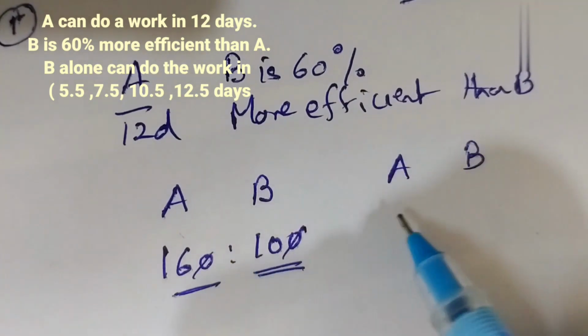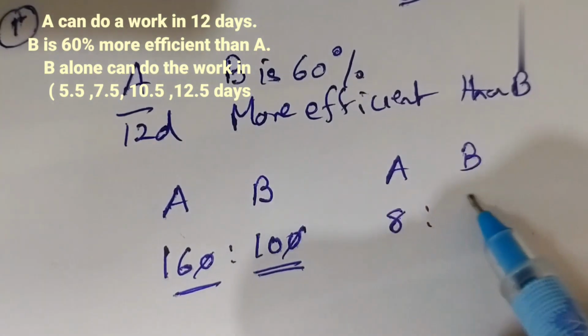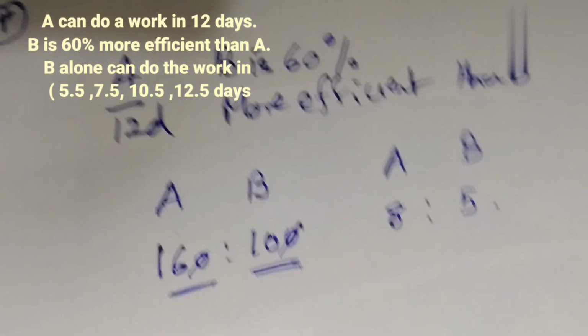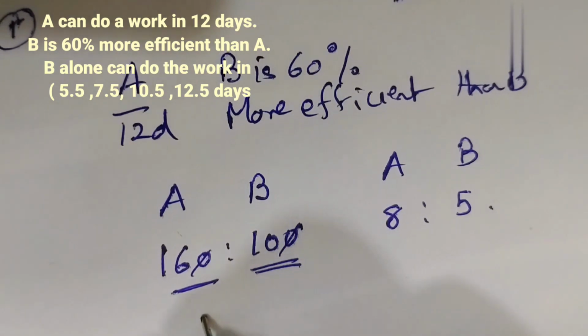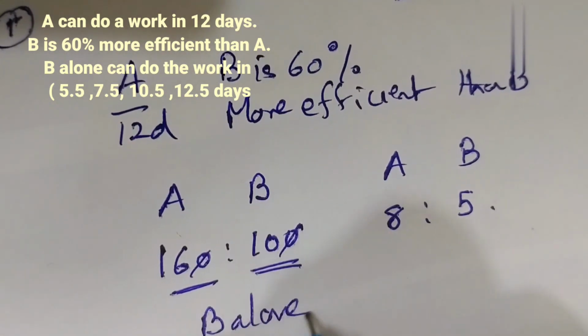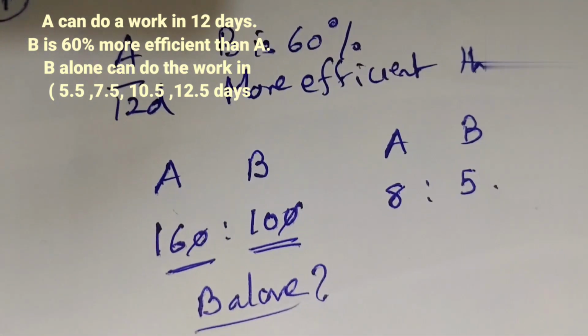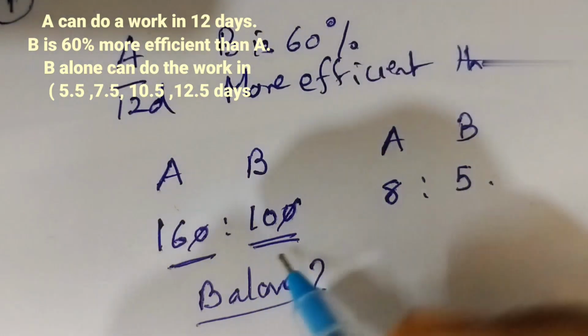So we can cancel 0 and 0. That is, 2 eights are 16, 2 fives are 10. This is the ratio which we get. Now A can do a work separately in 12 days. B alone will do the work in how many days? That's the question. That's what he's asking here.